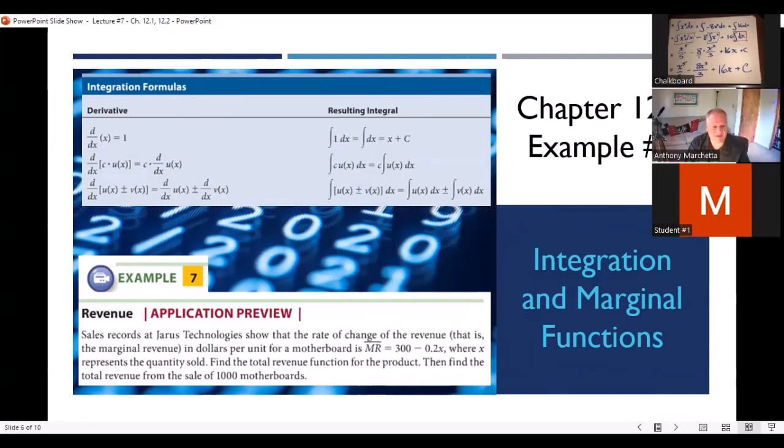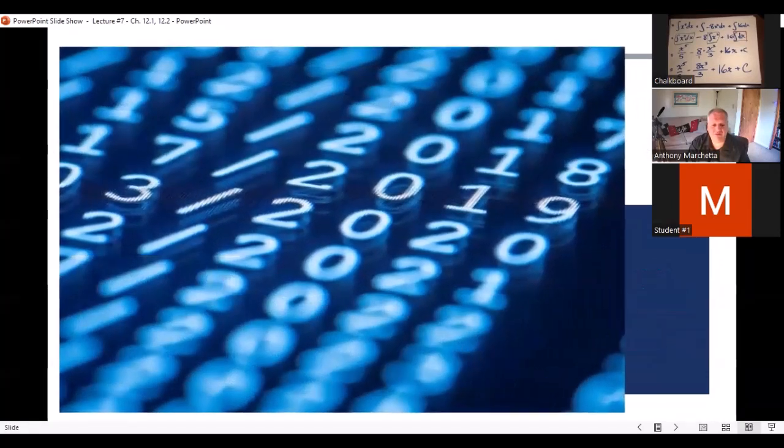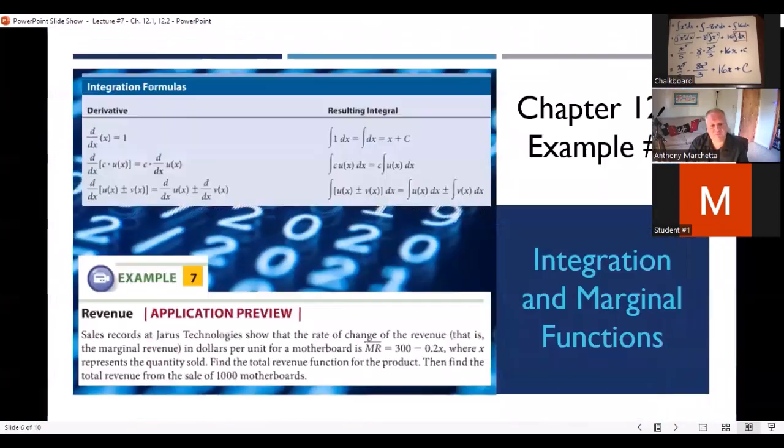Let's read example 7. It says, sales records at Gyrus Technologies show that the rate of change of the revenue, that is the marginal revenue, in dollars per unit for a motherboard is shown with this equation. They're using MR with a bar on top to represent the marginal revenue, where x represents the quantity sold. Find the total revenue function for the product, and then find the total revenue from the sale of 1,000 motherboards.